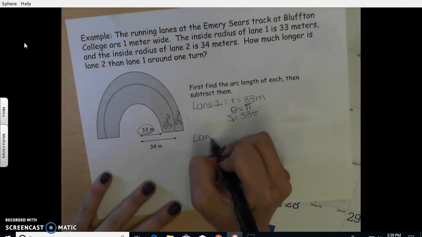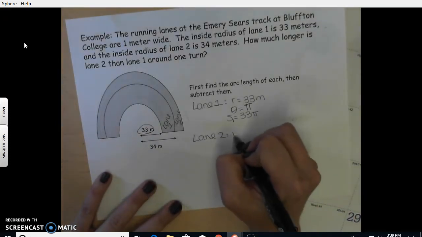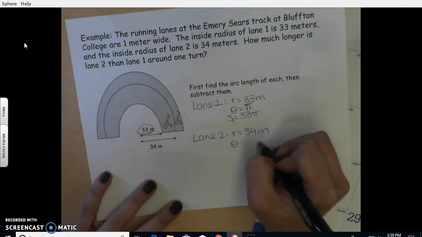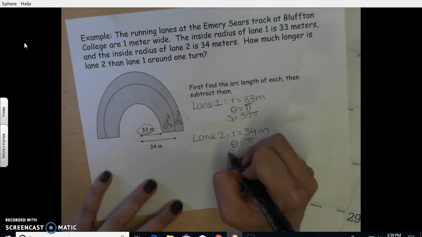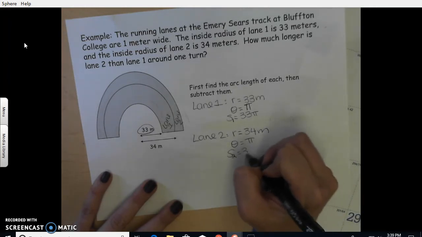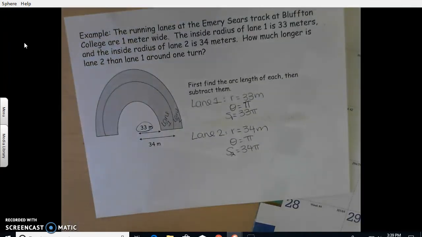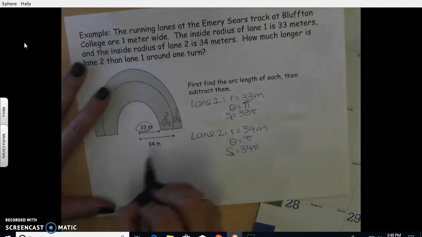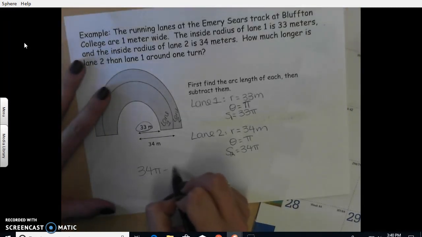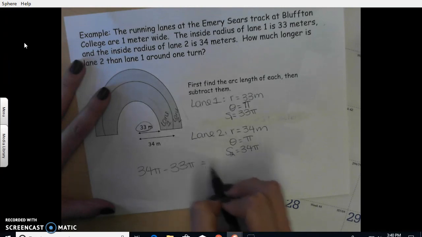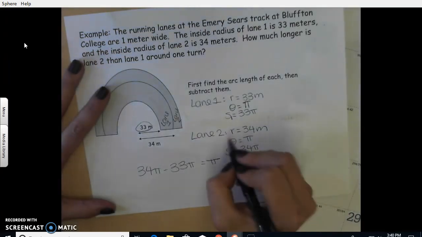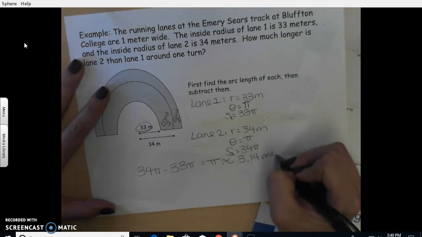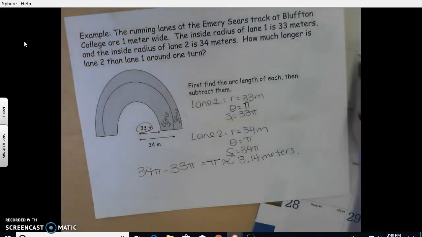Then we're going to do lane 2. Our radius is equal to 34 meters. Theta is once again pi. Therefore, our arc length of lane 2 is equal to 34 pi. We need to subtract these two arc lengths to find the difference. So 34 pi minus 33 pi is equal to 1 pi, and 1 pi is about 3.14 meters. That's all.